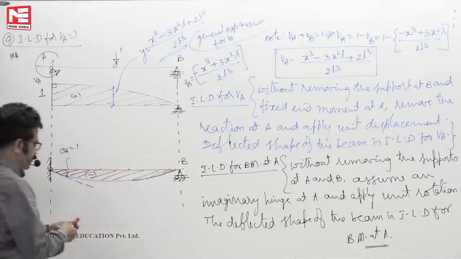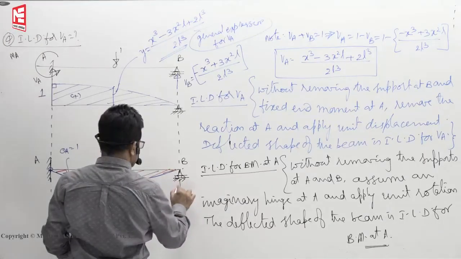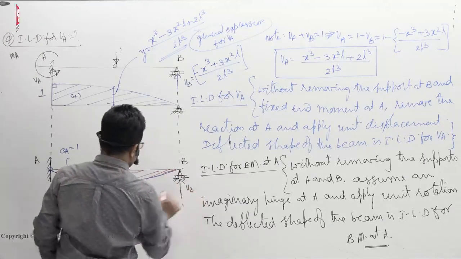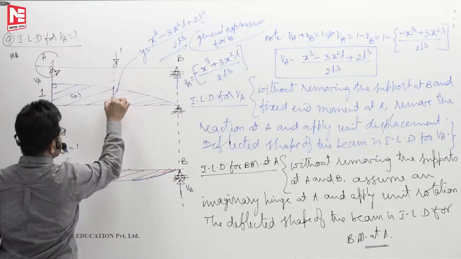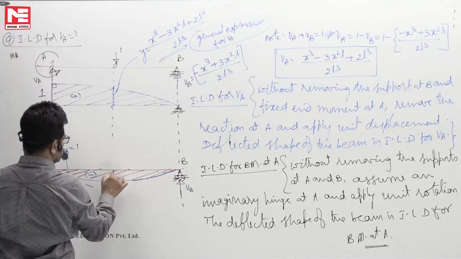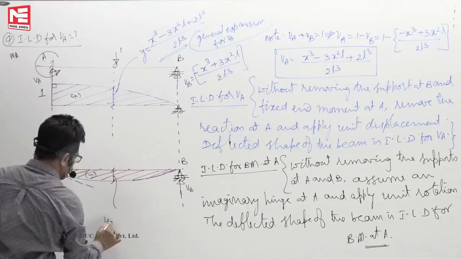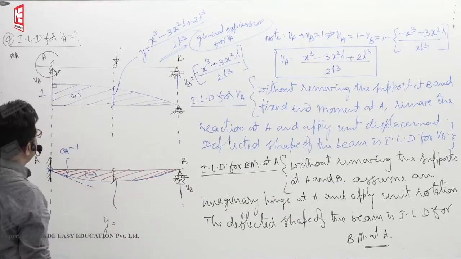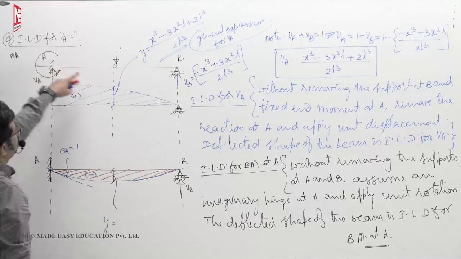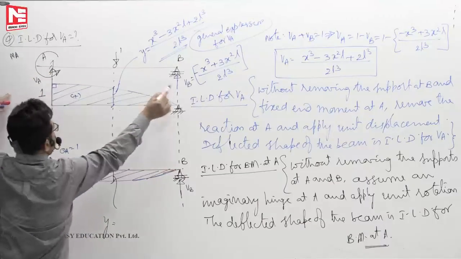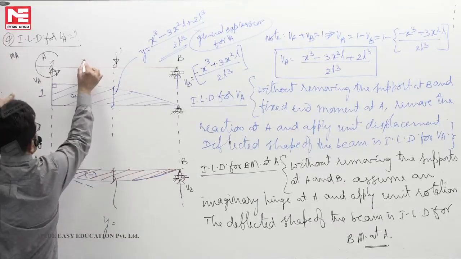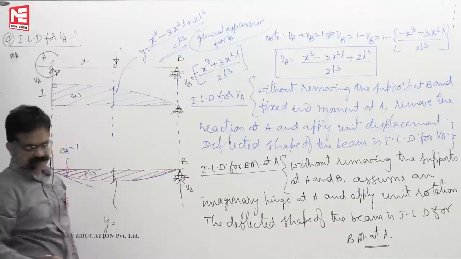Now VB we know. In one paper they ask like this. This ordinate, if I want to find, what's the ordinate? What's the bending moment? Bending moment at A for this loading is VB into L minus 1 into X. This I remove.